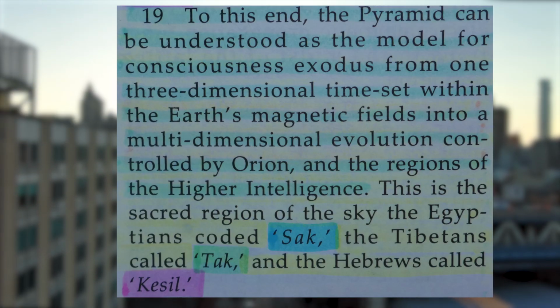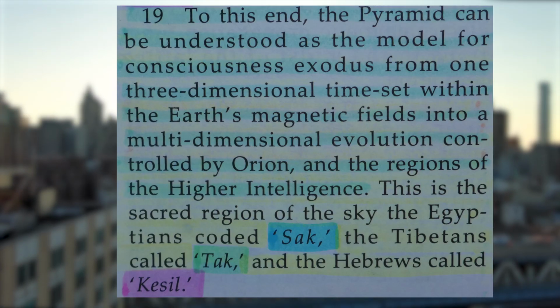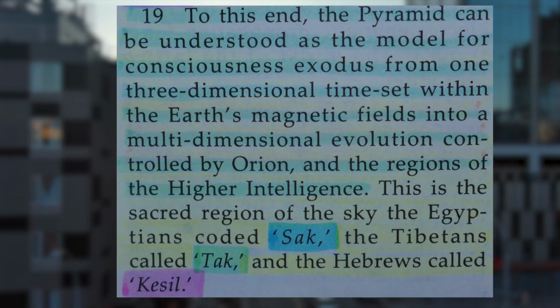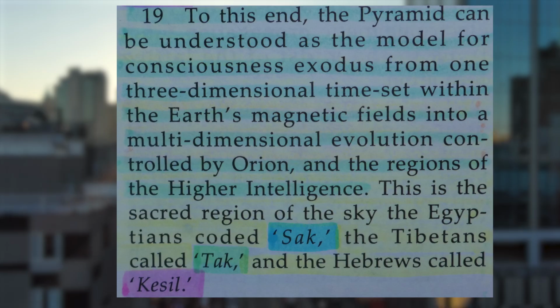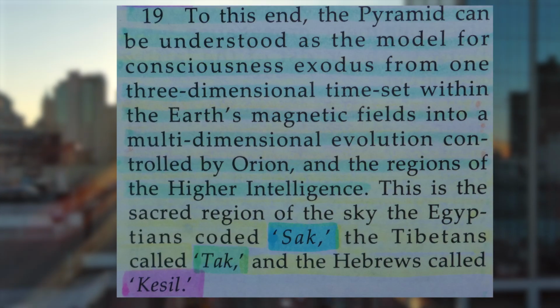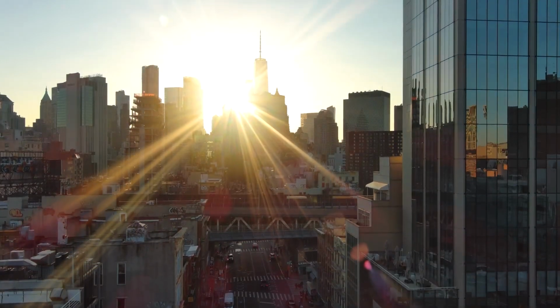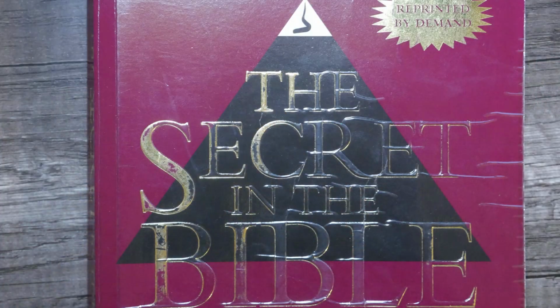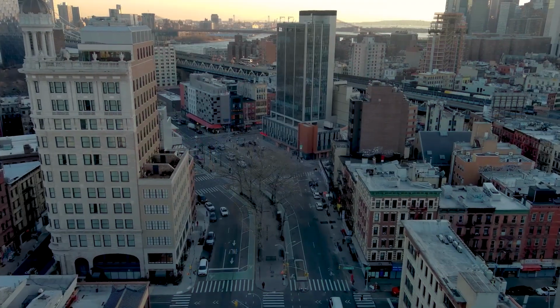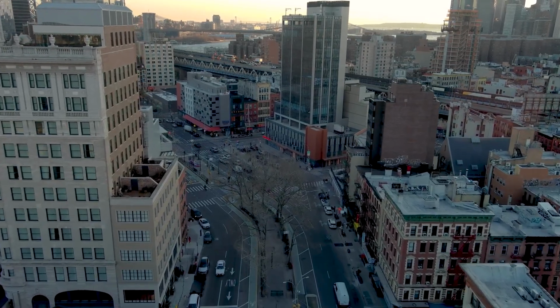This is the sacred region of the sky the Egyptians coded Sak, the Tibetans called Tak, and the Hebrews, the Yahudims, called it by a similar name. Let's go get a precept real quick. Let's go into the secret in the Bible. Page 292 towards the bottom.